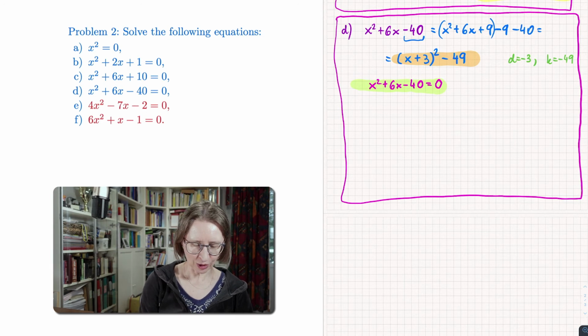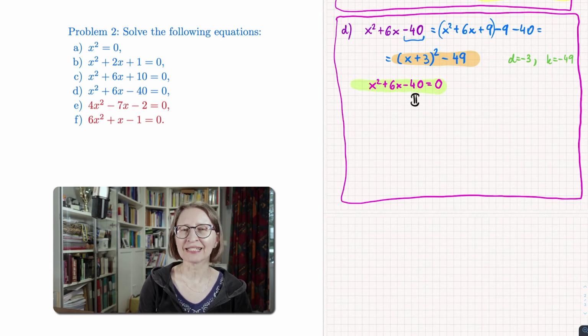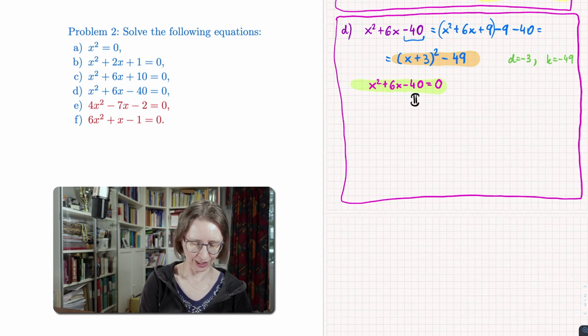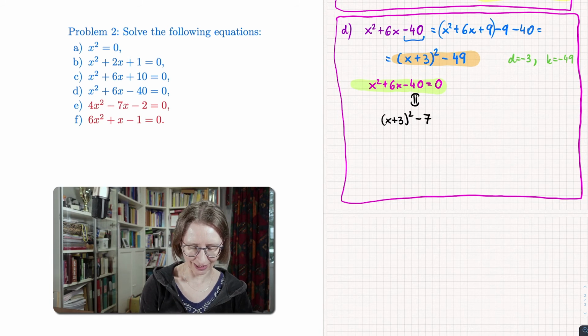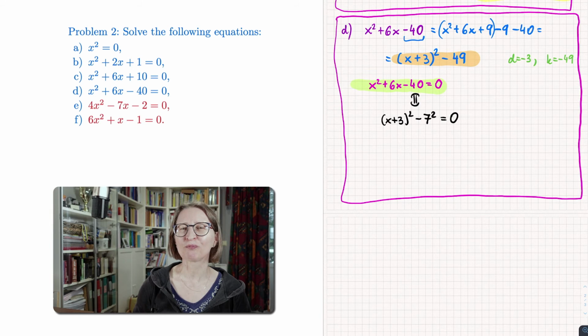square. So now we can write that this equation is equivalent to, you remember that the left-hand side of this equation is equal to (x + 3)² − 49. But now instead of 49, I can at once write 7². And this must be equal to 0. And you know, I have the difference of two squares at the left-hand side.